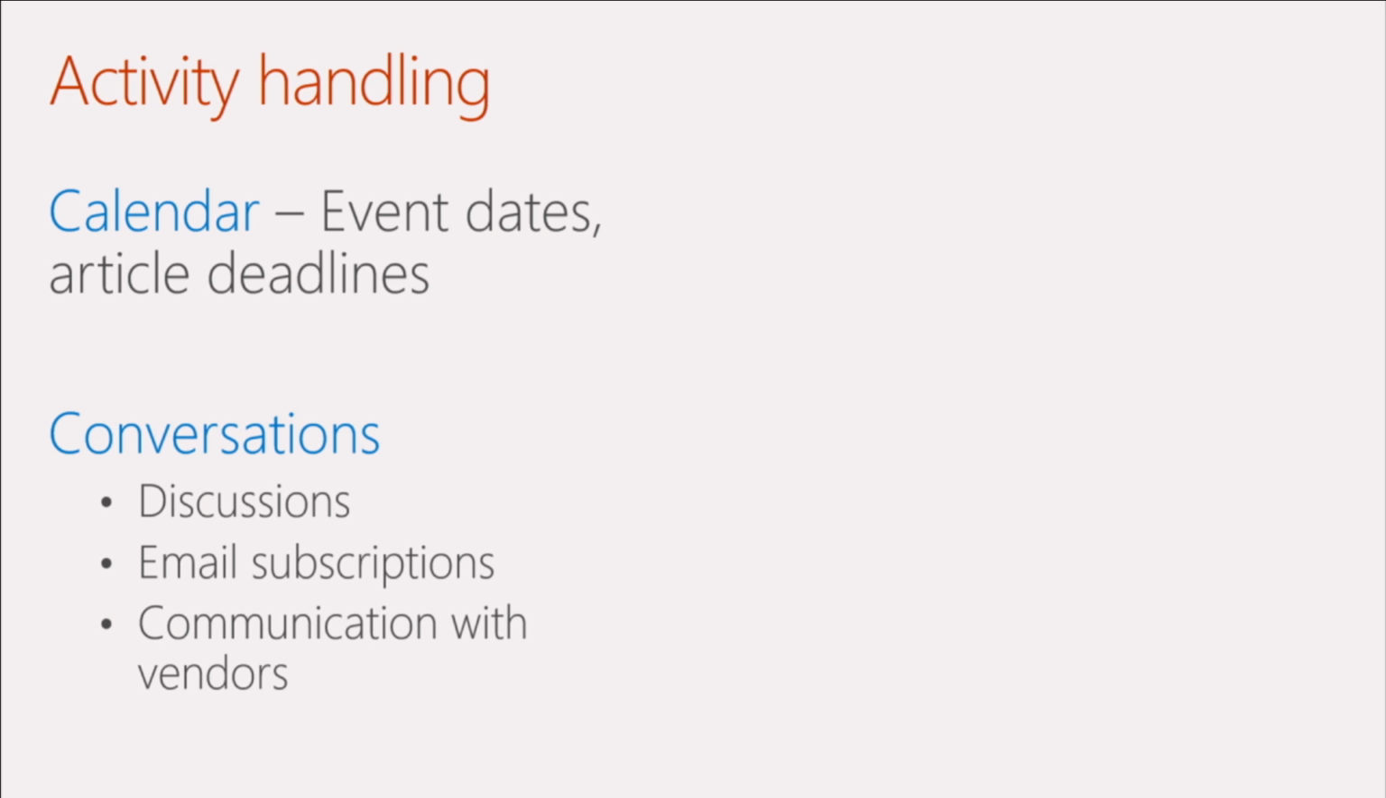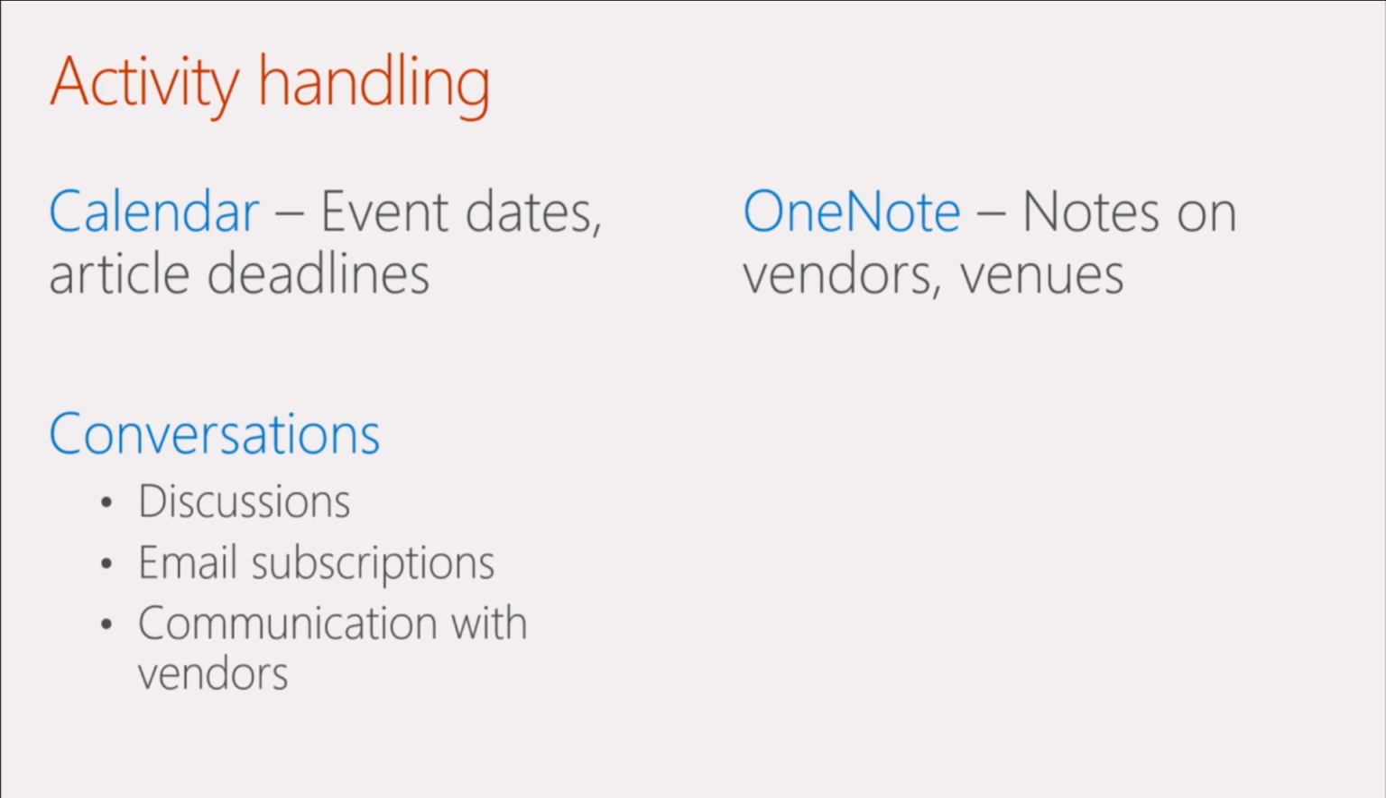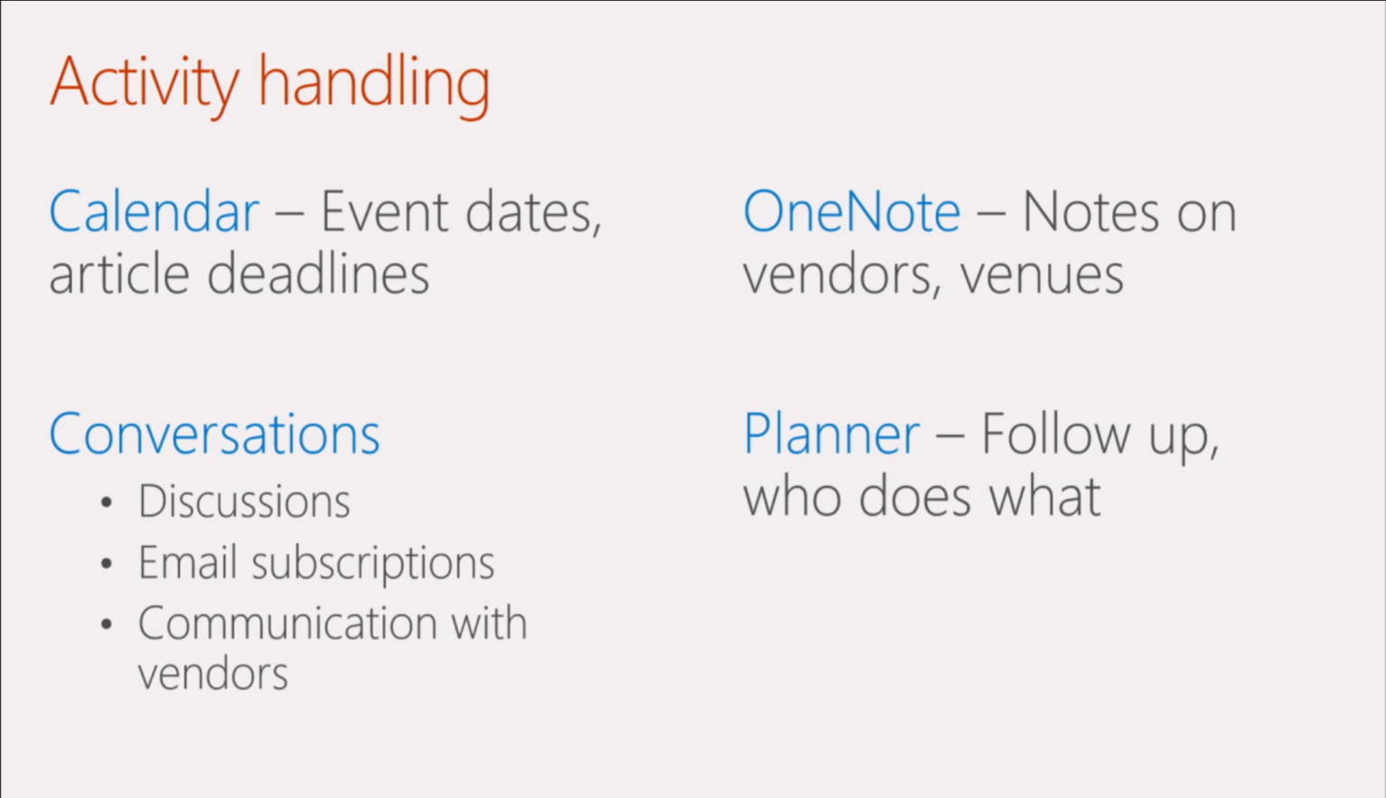And then we have external access. So we did use the email box for vendors as well. Instead of them emailing a specific person, they could email the group. That means everyone who had visibility to this group could actually see whatever emails come in. And then we have OneNote with some different notes on vendors, different venues we're using. And then actually the heart of the communication is Planner.